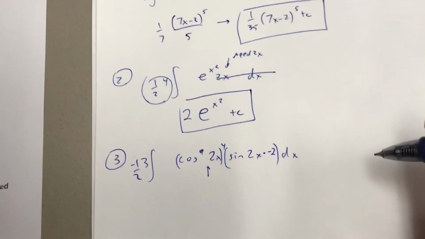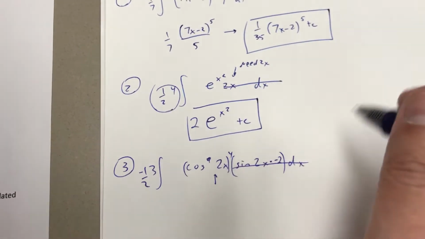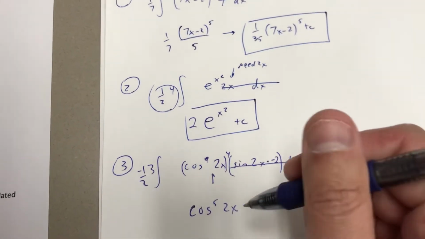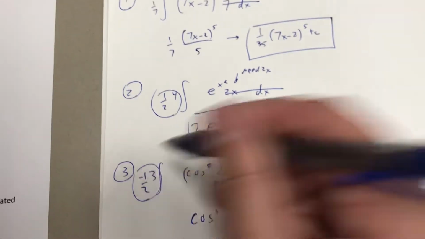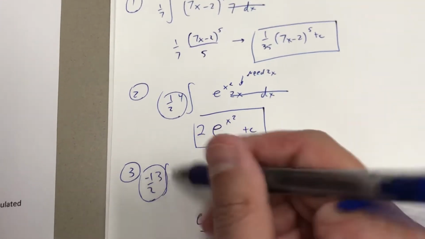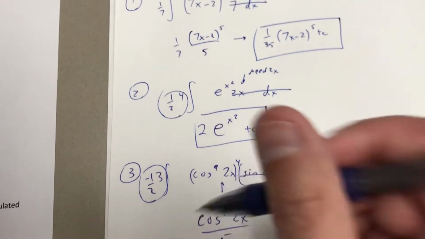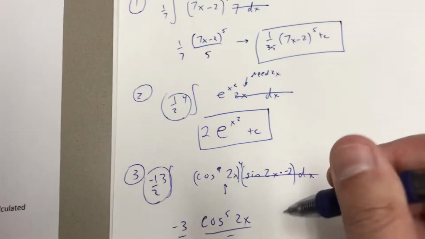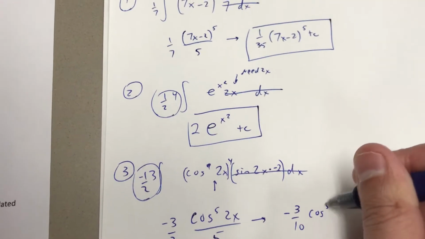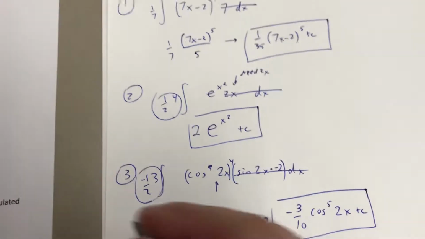Derivative of cosine is negative sine. Anyway, at that point, derivative of your inside function goes away. Raise your power by 1. That's going to be cosine to the 5th of 2x. And, of course, that means you also need to divide by your new power. And out in front here, -1/2 times 3 is -3/2. So when you multiply all that together, you're going to get -3/10 cosine to the 5th of 2x. Inside function doesn't change, plus c.